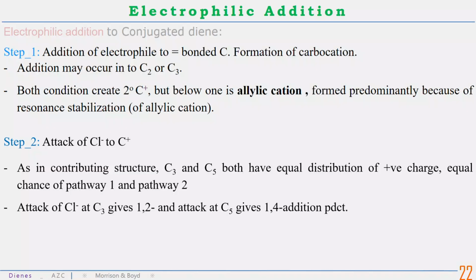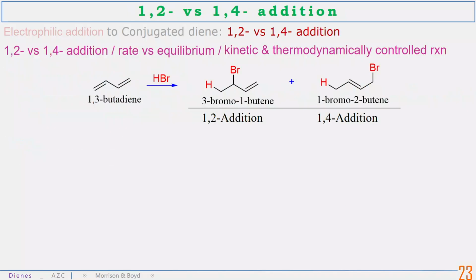Step 2. Attack of chloride ion on the carbocation. As in the contributing structures, carbon 3 and carbon 5 both have equal distribution of positive charge. Equal chance of pathway 1 and pathway 2. Attack of chloride ion at carbon 3 gives the 1,2 product, and attack at carbon 5 gives the 1,4 addition product. 1,2 versus 1,4 addition.